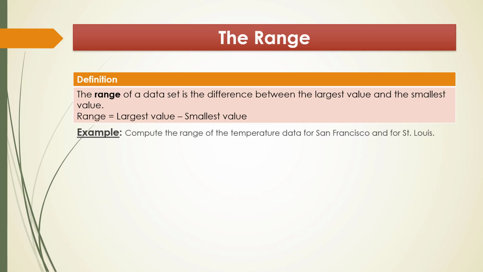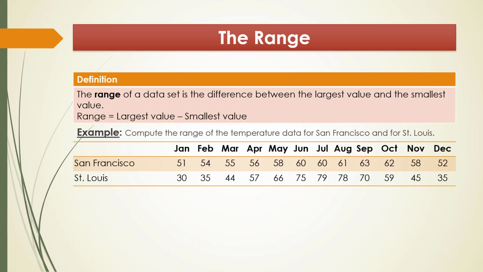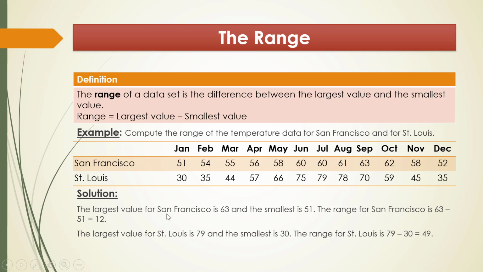For example, compute the range of the temperature data for San Francisco and St. Louis. Here are the data sets of 12-month temperature in San Francisco and St. Louis, and we are going to compare the ranges of these two cities. For the first city, San Francisco, the largest temperature is 63 and the smallest is 51. So the range for San Francisco is 63 minus 51, which is 12.